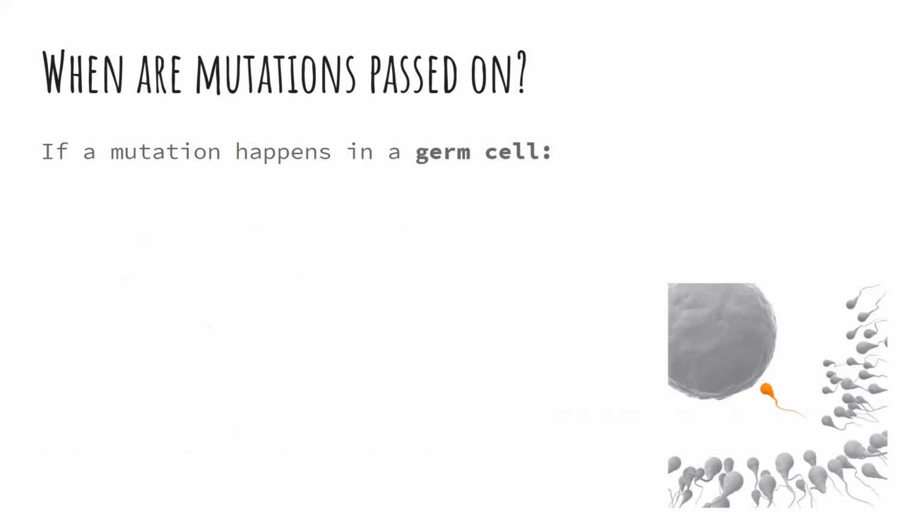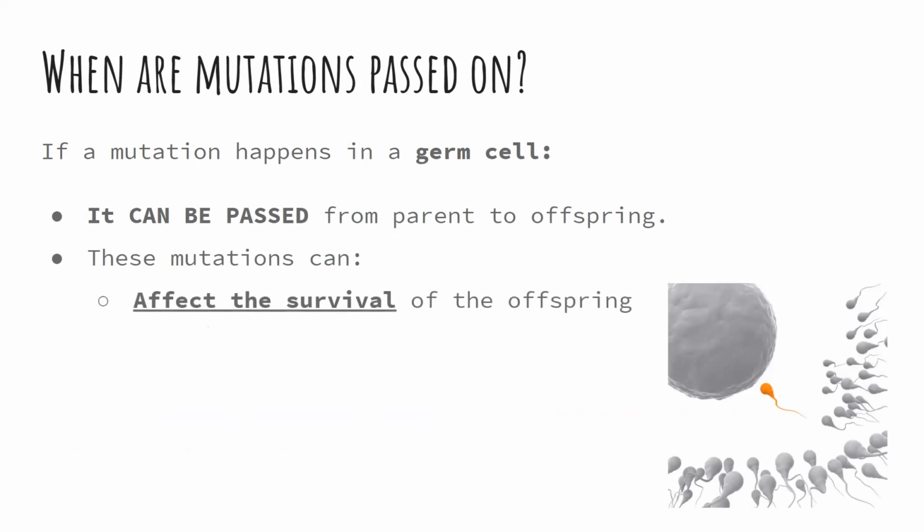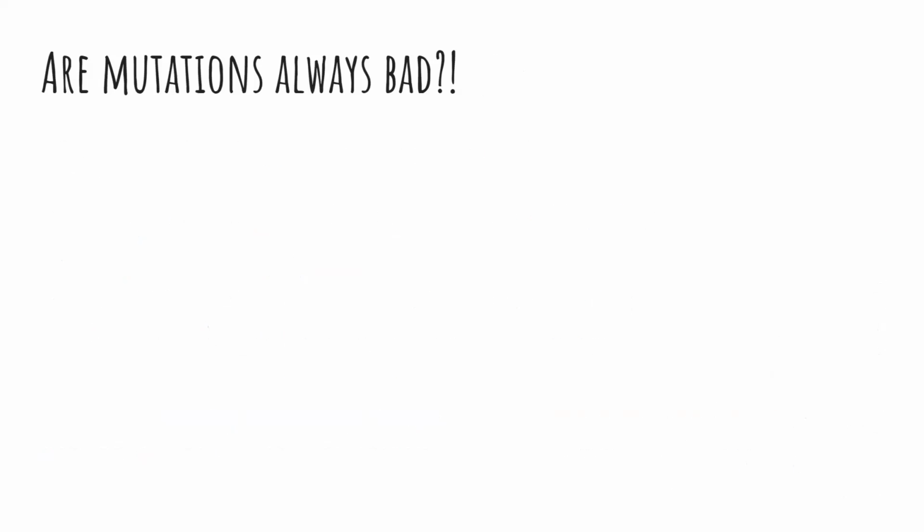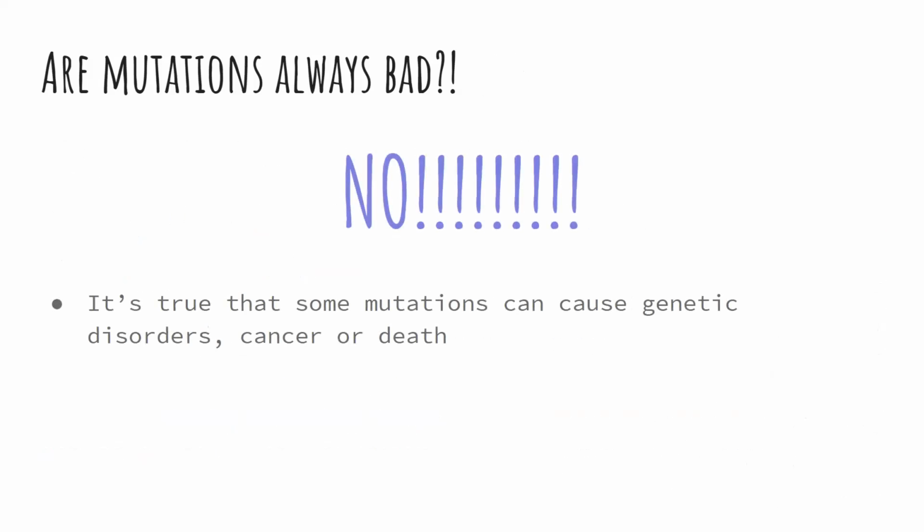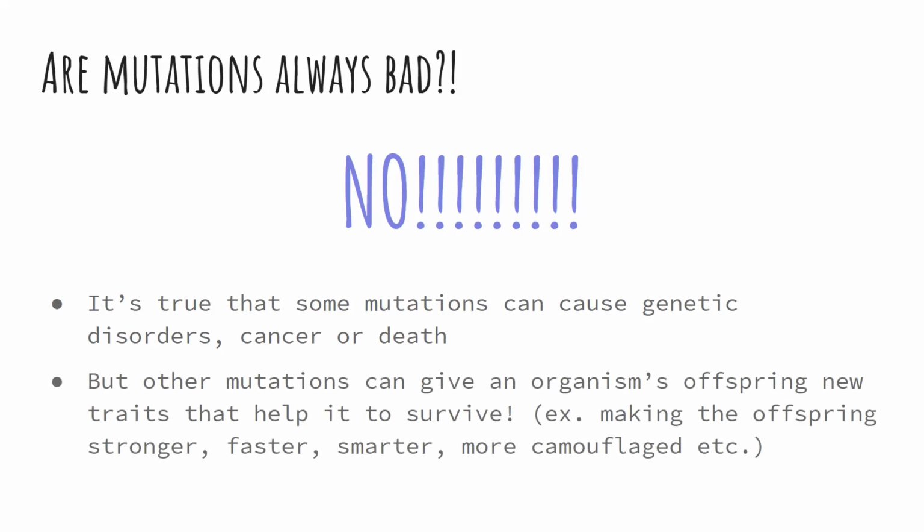However, if a mutation happens in an egg cell or a sperm cell, it can be passed on from parent to offspring. These mutations can affect the survival of the offspring. It can change the trait of the offspring and potentially be fatal. However, are all mutations always bad? No. It's true that some mutations can cause genetic disorders like cancer and death, but other mutations can actually give organisms and offspring new traits that help them to survive. Sometimes mutations can make the offspring stronger and faster and smarter. Camouflage is a mutation. Giraffes having long necks is a mutation. So sometimes they're not always bad.